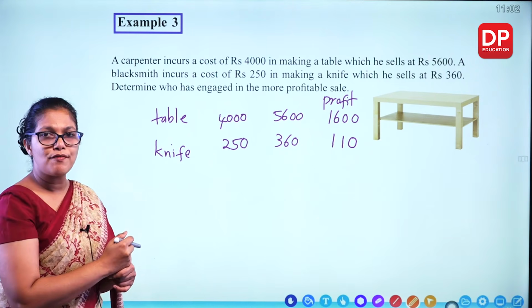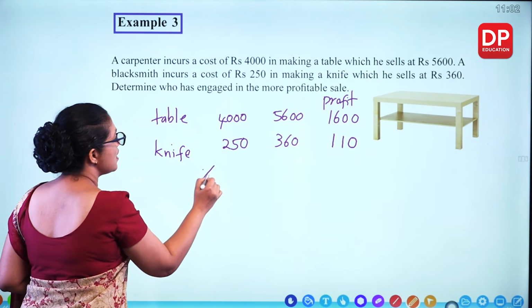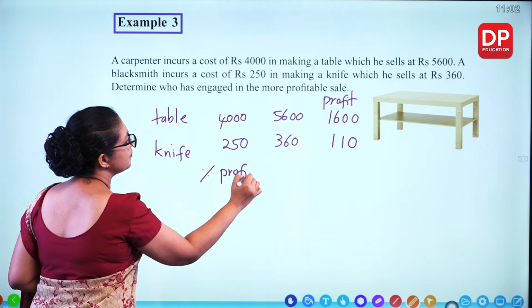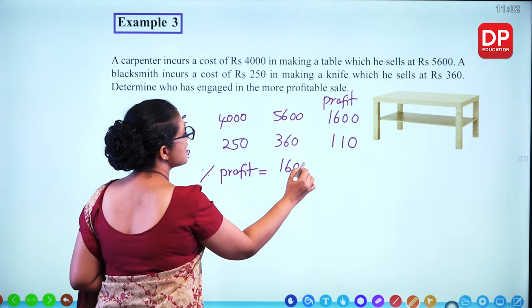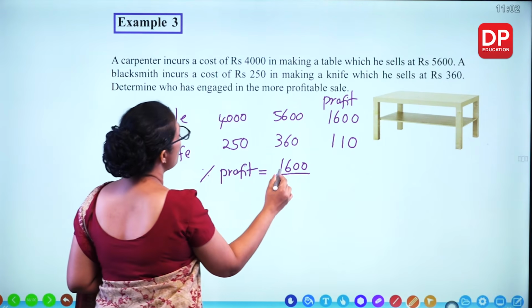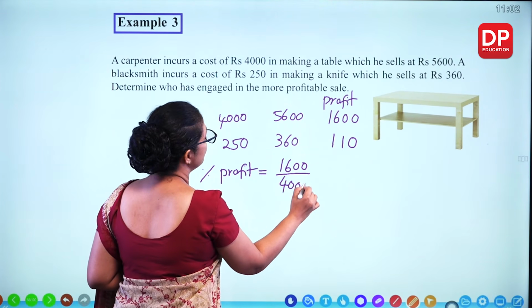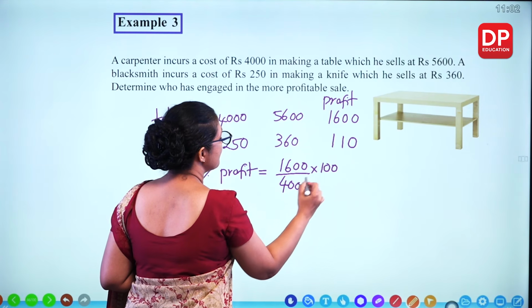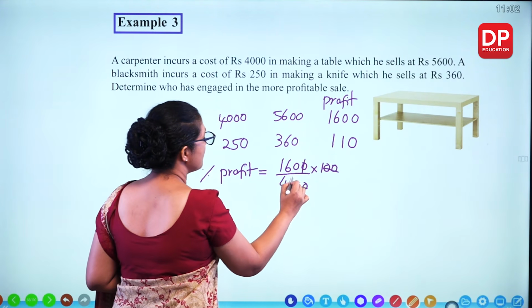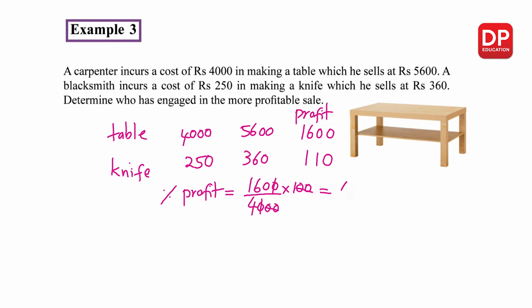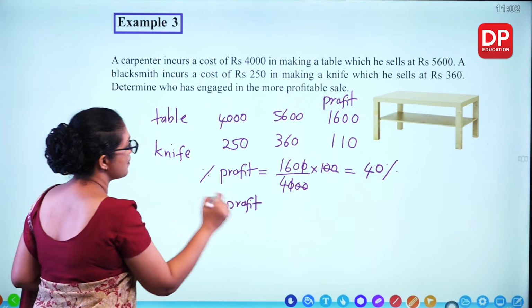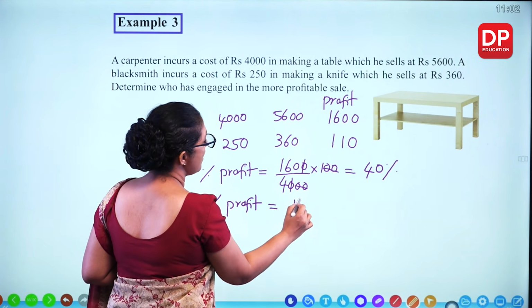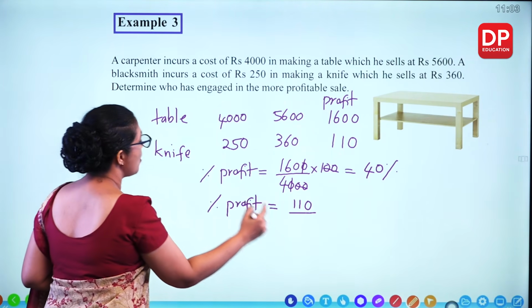Now, how can we find out the percentage profit? Percentage profit for the carpenter, that's 1,600 for 4,000 rupees into 100. So 40%. What's the percentage profit for the blacksmith? That's 110 for 250.